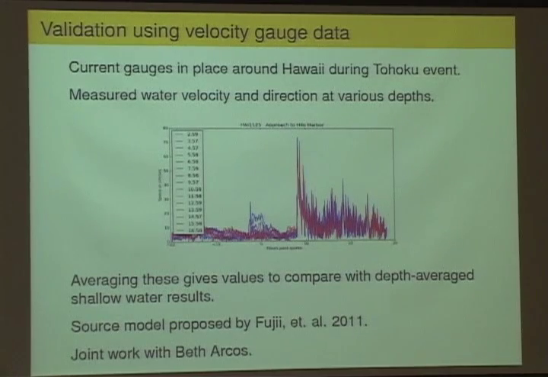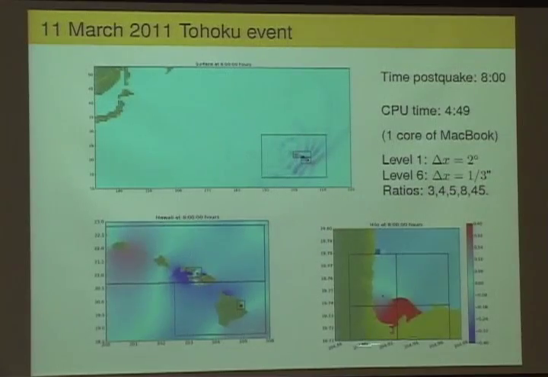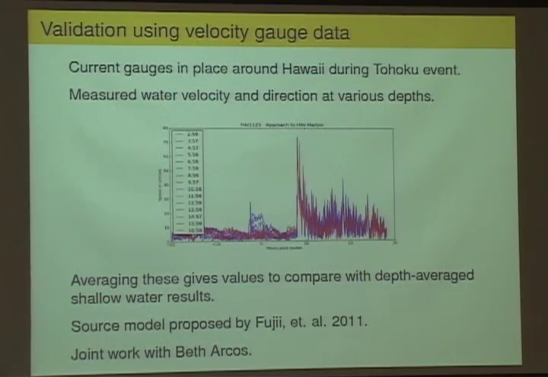Another thing we've been looking at lately is comparing not only the depths at different points, but also the velocities. And it turns out that around Hawaii, during this 2011 event, there happened to be a number of gauges in the channels between the islands and in some of the harbors that measured the velocity. They were studying the currents among the Hawaiian Islands, and those picked up the currents due to the tsunamis. So you get very noisy data when you look at the current.